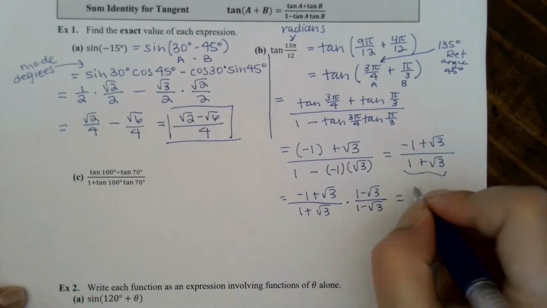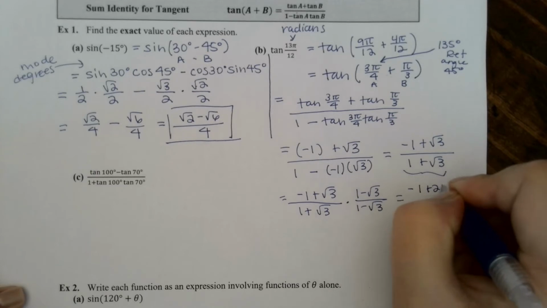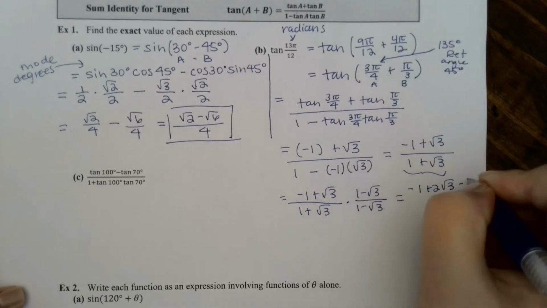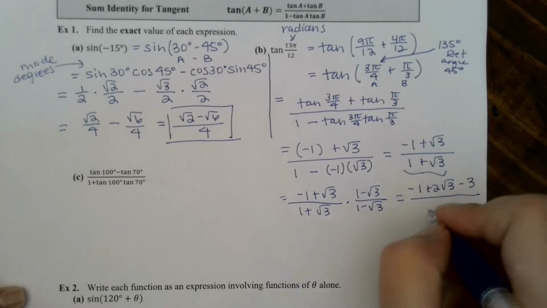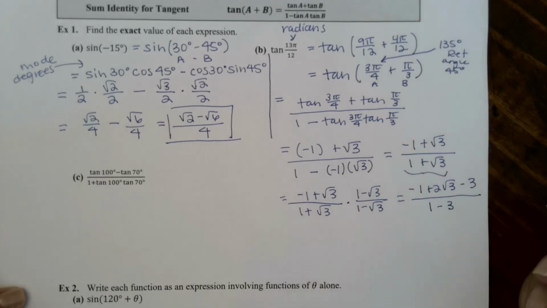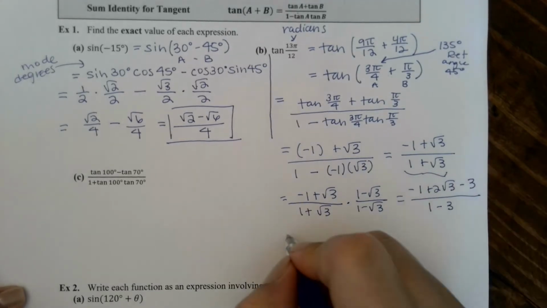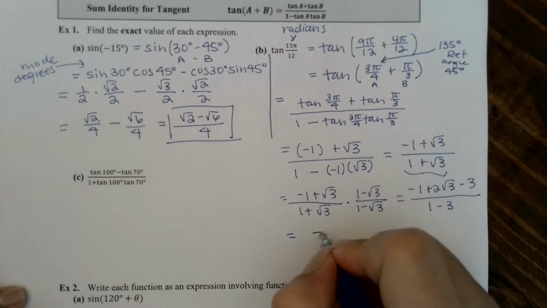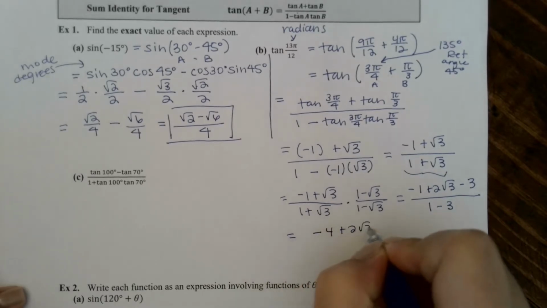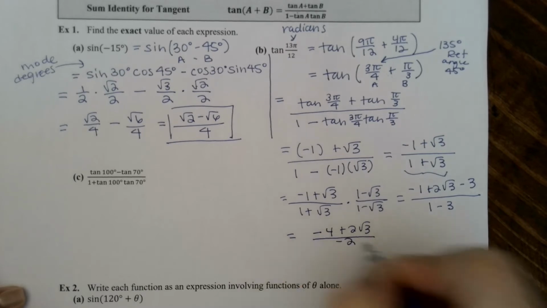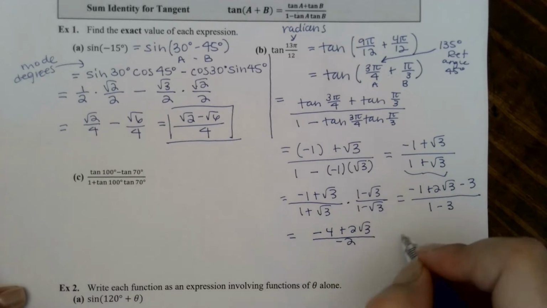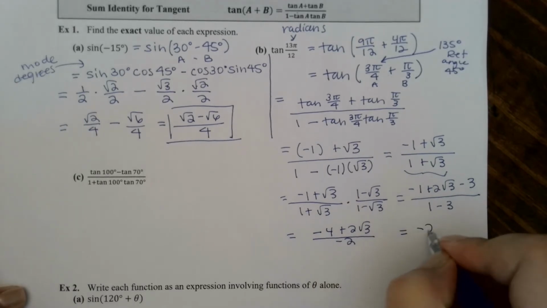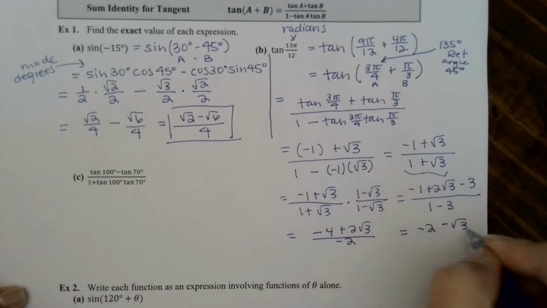Okay, so that gives me negative 1 plus 2 square roots of 3 minus 3 over 1 minus 3. Okay, so add like terms, and I have negative 4 plus 2 square roots of 3 over negative 2. And then I can simplify this even further to be negative 2 minus square root of 3.